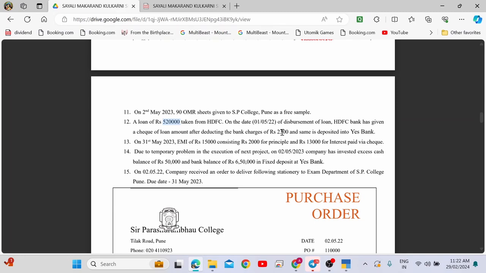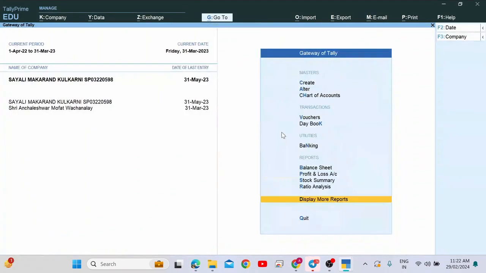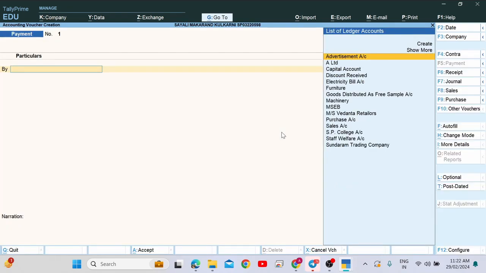Let it be. We will pass this in the receipt. You have received cash from the HDFC. Therefore, come back to Tally. Go to Gateway of Tally, I want Vouchers, and then here I want the receipt voucher. Select the receipt voucher, and you have got it from the HDFC loan account.